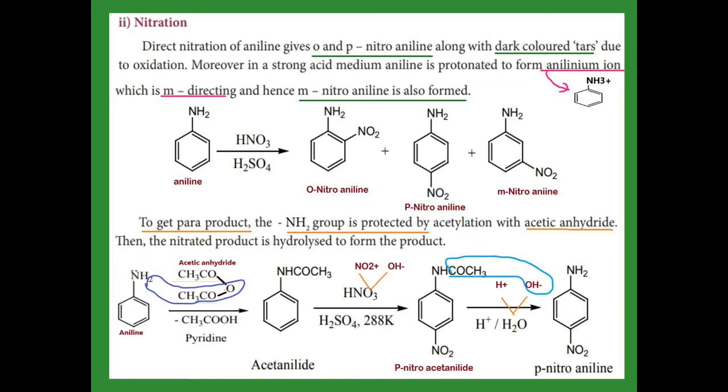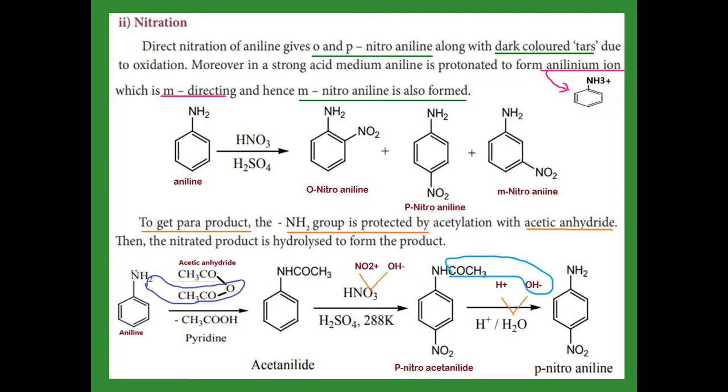To get the para nitro compound, the same way we did for the monobromo product, the amine group is protected by acylation. The activity of the amine group is restricted here by acylation. See, aniline is reacted with acetic anhydride. We remove the acetic acid, so that we get acetanilide.